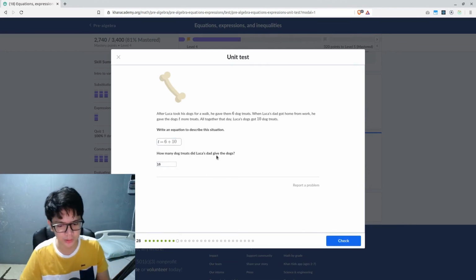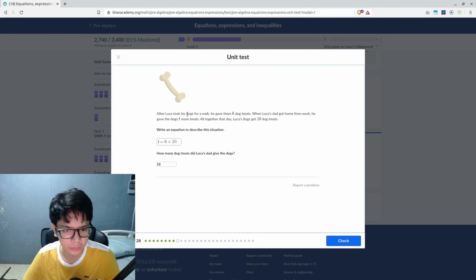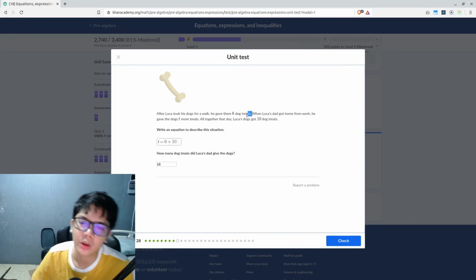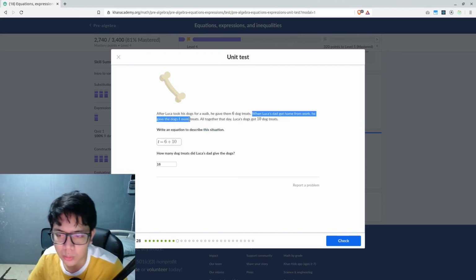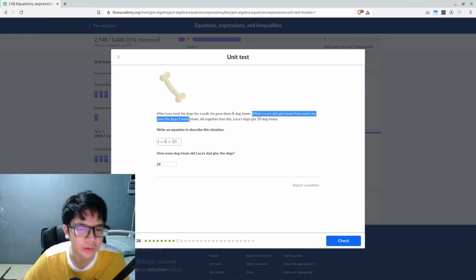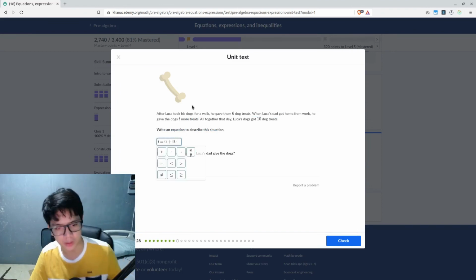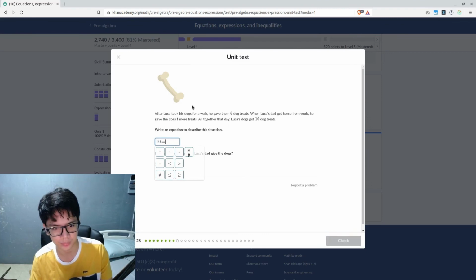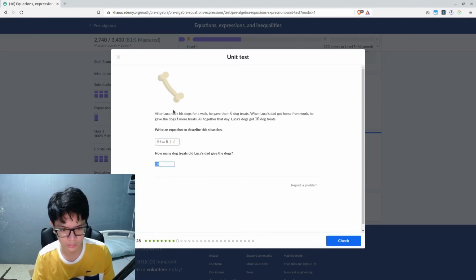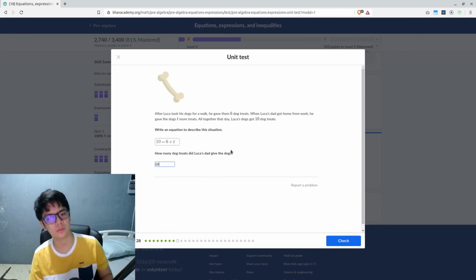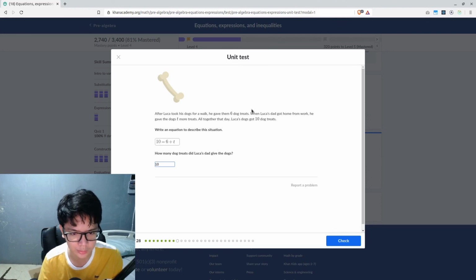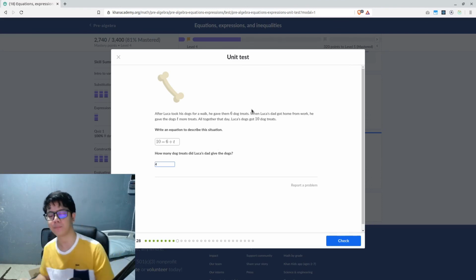Is it supposed to be like this? After Luca took his dogs for a walk, he gave them 6 dog treats. When Luca's dad got home from work, he gave the dogs 10 more treats. How many dog treats did Luca's dad give to the dogs? 4.